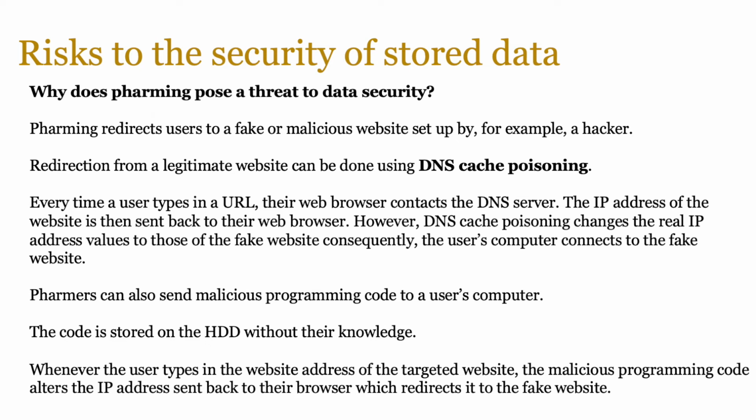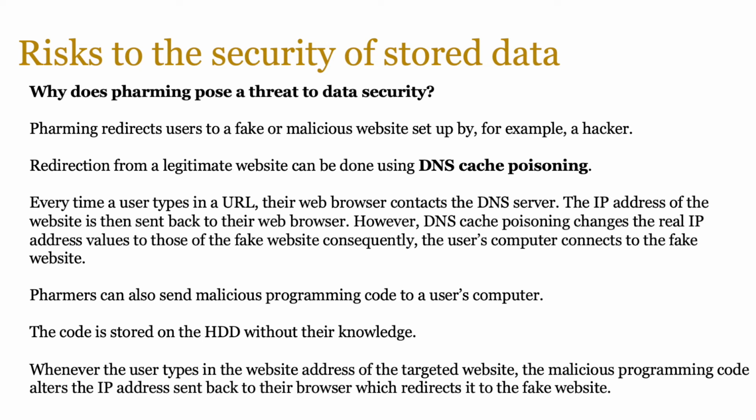Now, every time a user types in a URL, their web browser contacts their DNS server. The IP address of the website is then sent back to their web browser. If we do DNS cache poisoning, that changes the real IP address value to a fake website's IP address. Consequently, the user's computer connects to the fake website, and that basically means that we just don't need to deceive one particular person.